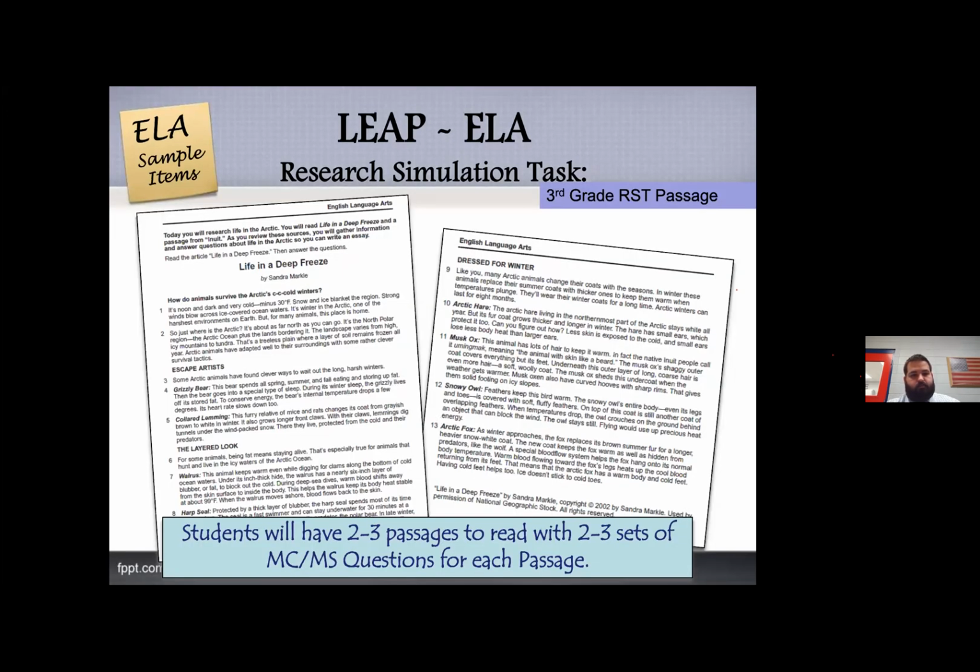So this is what a sample research simulation task would look like for the 3rd grade in their book. They are absolutely allowed to flip back and forth in the book. They just can't go from one session to the other. So they can use it. They can make notes in the book. They can highlight in the book. They can draw in the book. Anything that's helpful to them, whatever strategies they use, they're welcome to, that they've been taught in class.